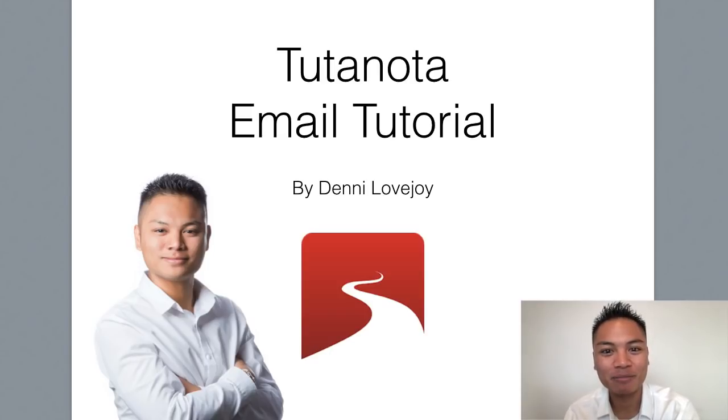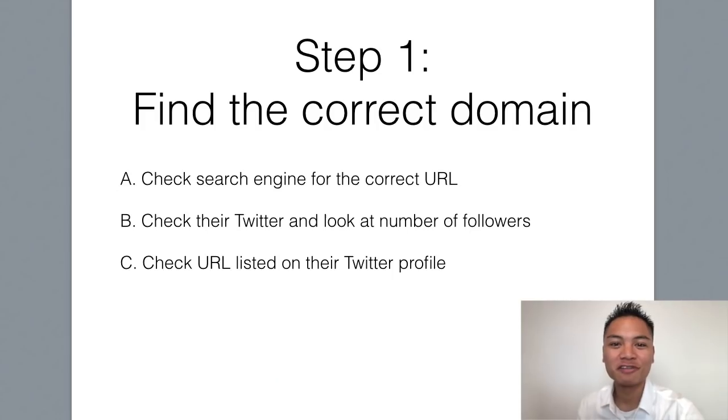And in this video, I'm gonna do something different and show you how to set up an encrypted email. The encrypted email service we're using is Tutanota. So let's jump right into it. The first step here is to check the search engine for the correct URL or the correct domain. So I'll go ahead and show you how I do that.